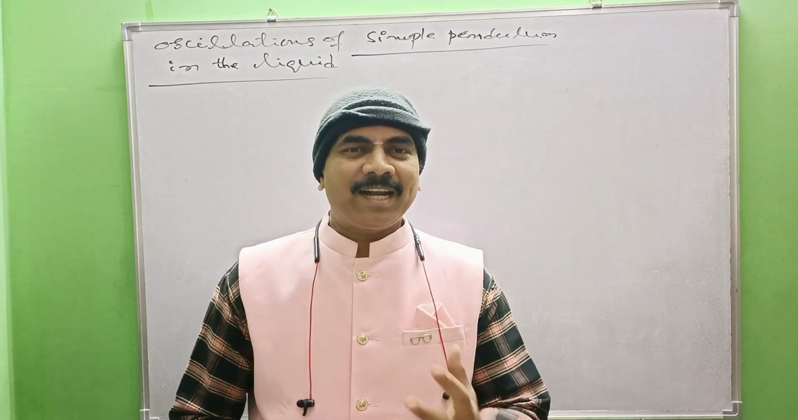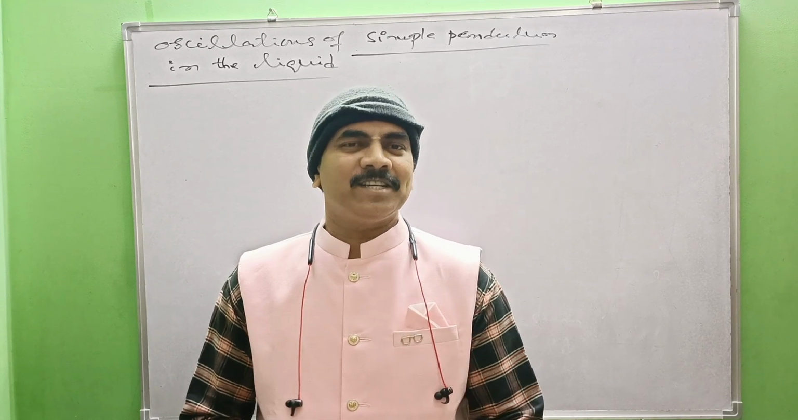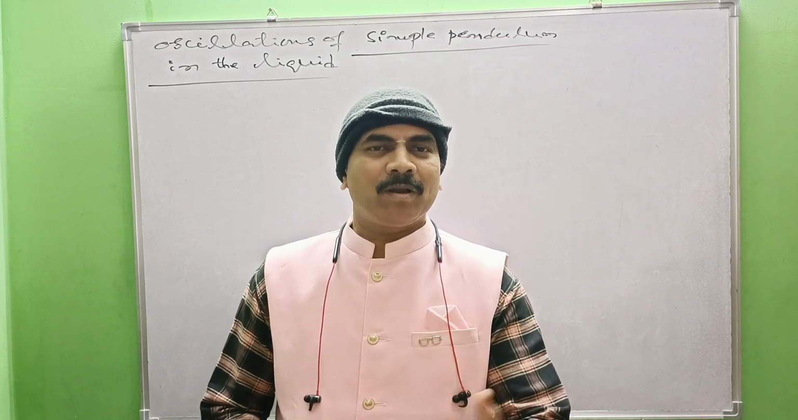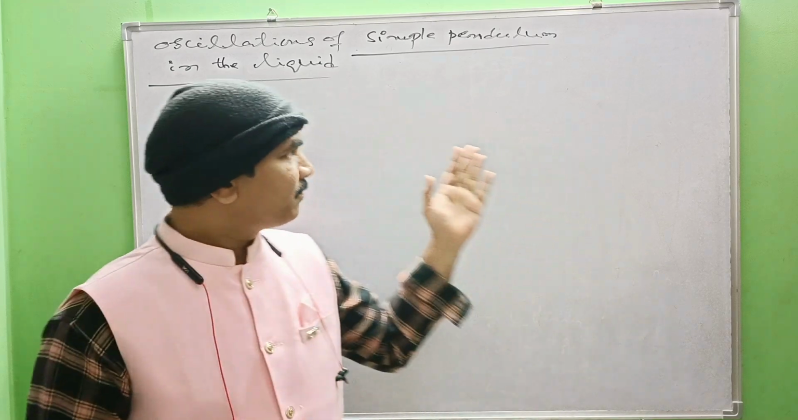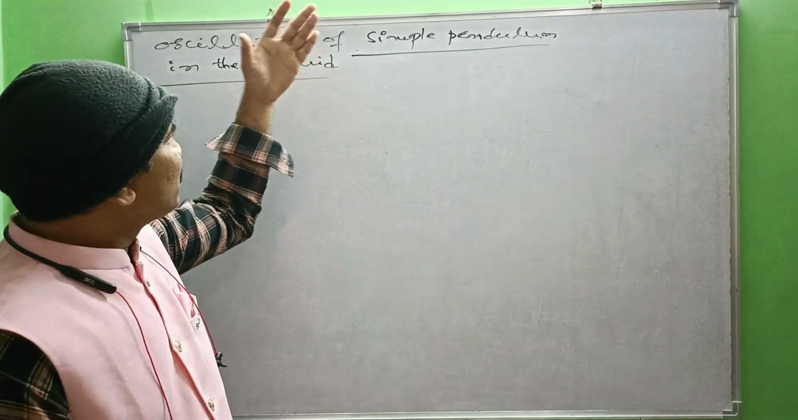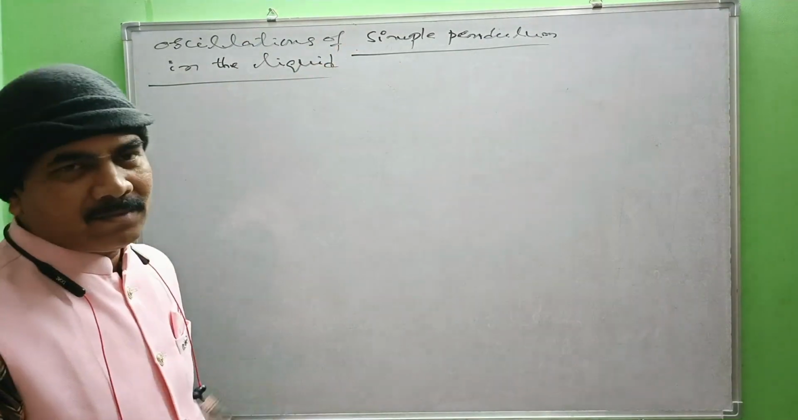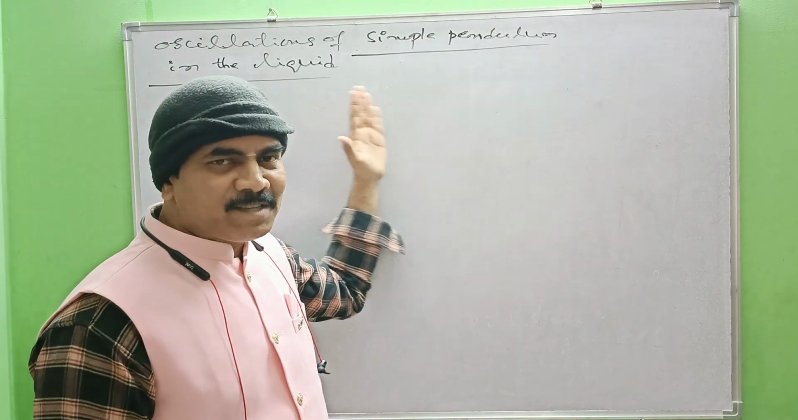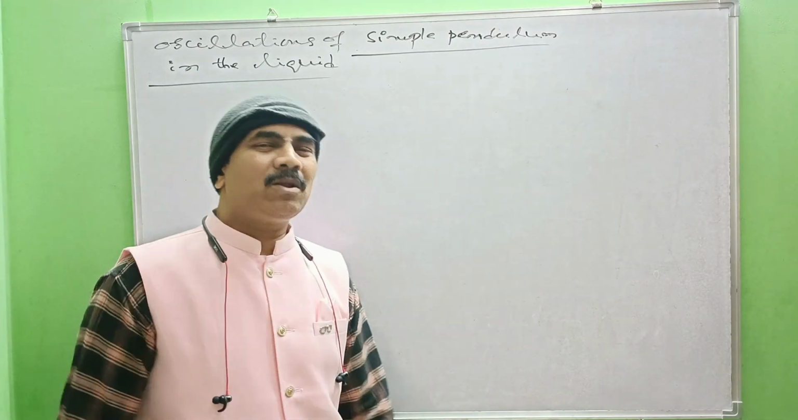In this video I would like to explain how to find time period in various situations. We already came across some situations, but we are left with some more. What is that? See here, simple pendulum oscillations, not in air but in a liquid column. We already completed oscillations of a simple pendulum in air or vacuum. The expression is T equals 2 pi root over L by g.